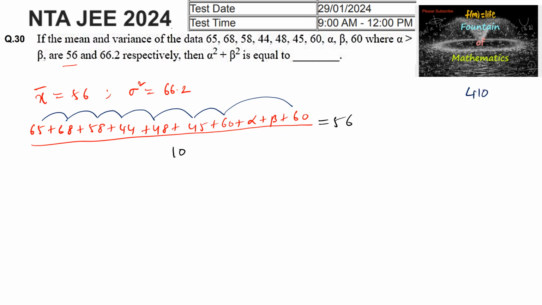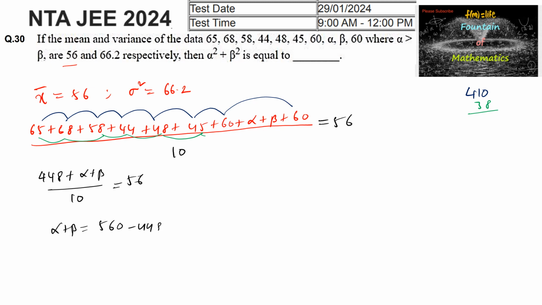And again, 5 plus 8, 13, 13 plus 8, 21, 21 plus 4, 25, 25 plus 8, 33, 33 plus 5 is 38. So we have 448. 448 plus alpha plus beta divided by 10 is equal to 56. So we can write alpha plus beta is equal to 560 minus 448. That is, alpha plus beta is equal to 112.